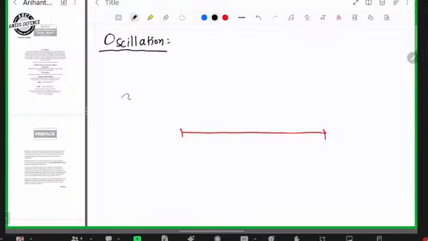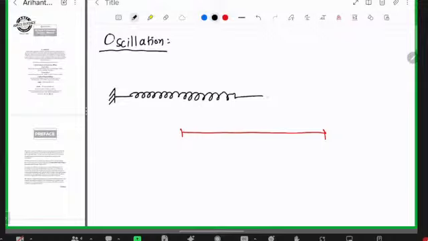So, for example, consider a spring attached to a rigid support, and the other end of the spring is attached to a block. When the spring is unstretched, in equilibrium, that position of the block is called the mean position.